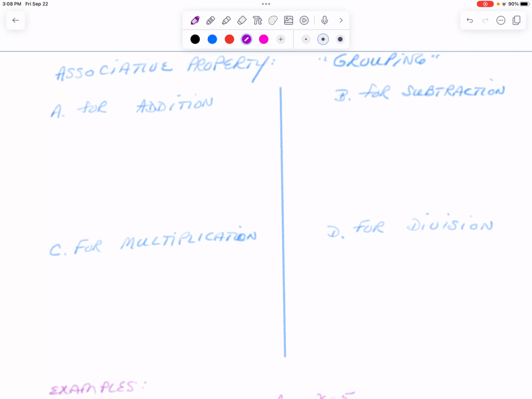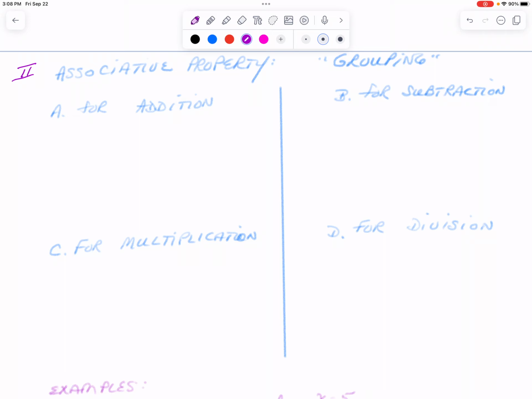Okay, the second one is the associative property. And the key word here is grouping. So if you know that commutative has a second letter of O and that goes with the order, then you know the other one has to be grouping. So associative property is a grouping. And it takes three things, three quantities to illustrate this.